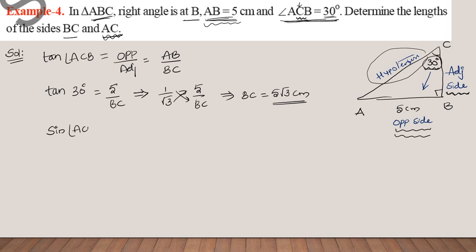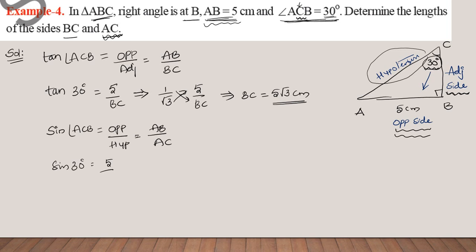So sine of angle ACB is equal to opposite by hypotenuse. What is opposite here? Opposite is AB, by hypotenuse AC. Now from this I can directly write sine 30 degrees is equal to, what is AB here?